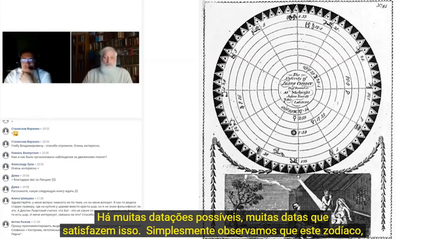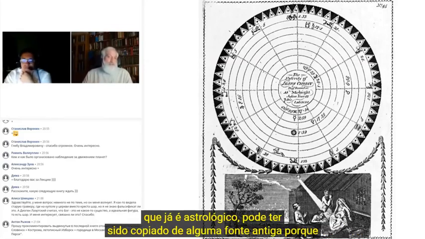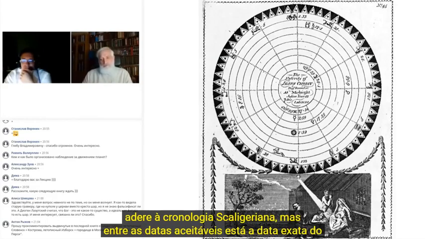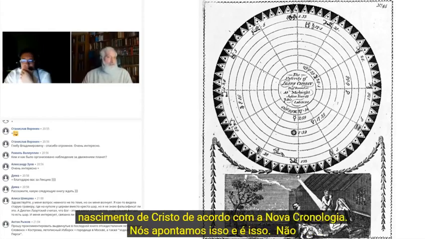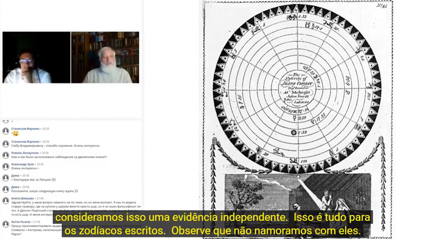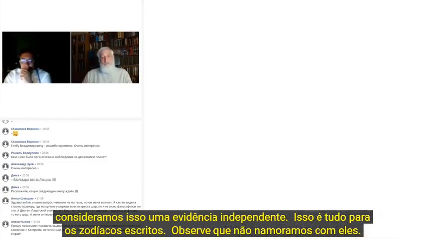We simply noted that this zodiac, which is already astrological, might have been copied from some ancient source because it adheres to the Scaligerian chronology. Yet among the acceptable dates is the exact date of Christ's birth according to the new chronology. We pointed this out, and that's it. We don't consider it independent evidence. That's all for the written zodiacs. Note, we don't date them.